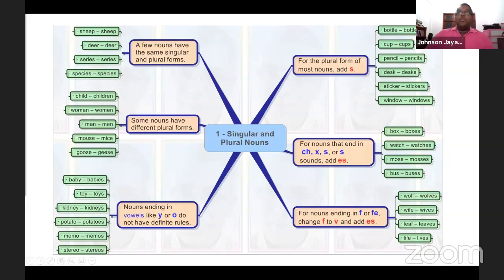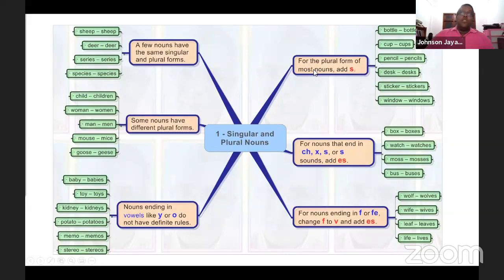So here are some examples. Bottle becomes bottles, you just add s. Cup becomes cups. Pencil becomes pencils. Desk, desks. Sticker, stickers. Window, windows. This is the basic rule. So if you want to convert a singular noun to a plural noun, the basic rule is you're going to put s at the end.